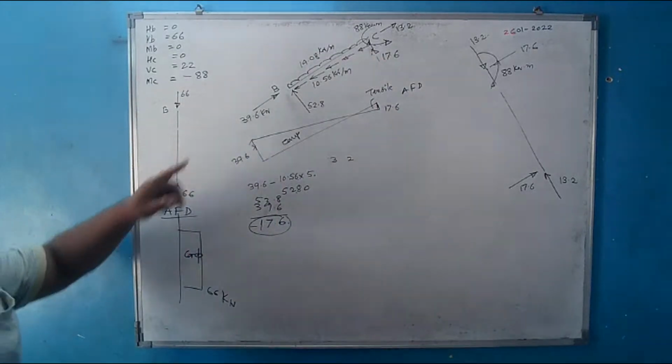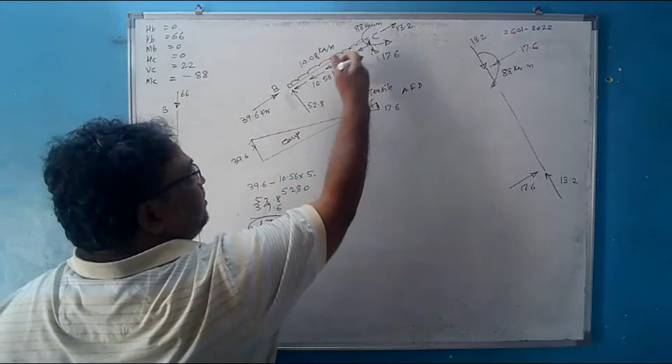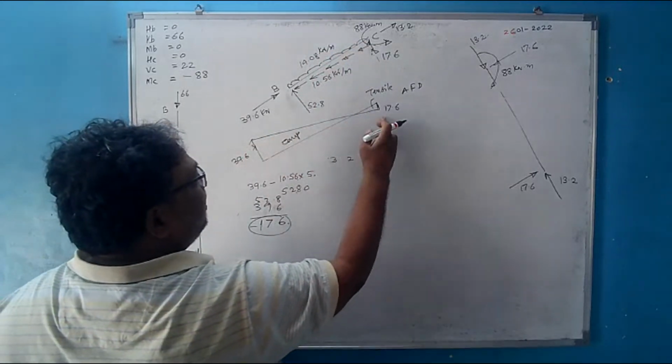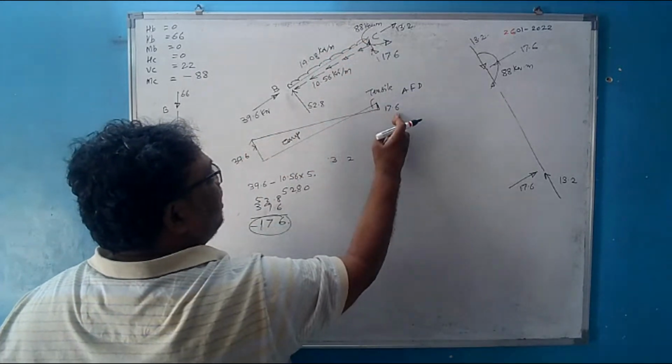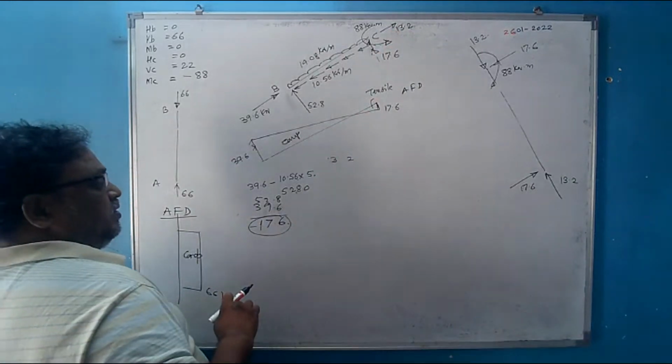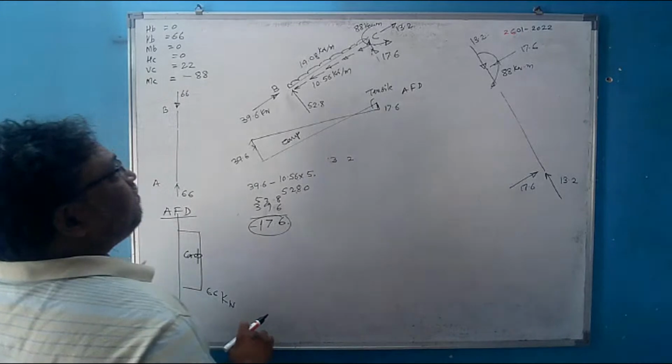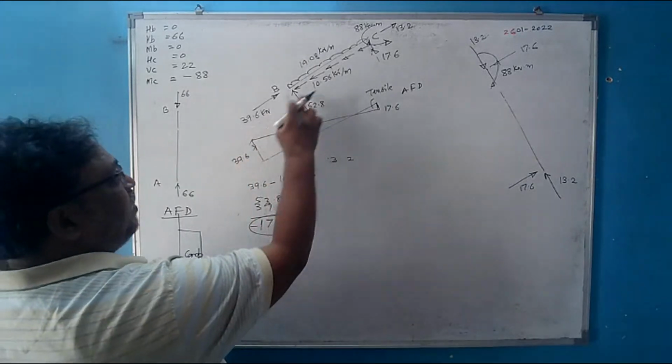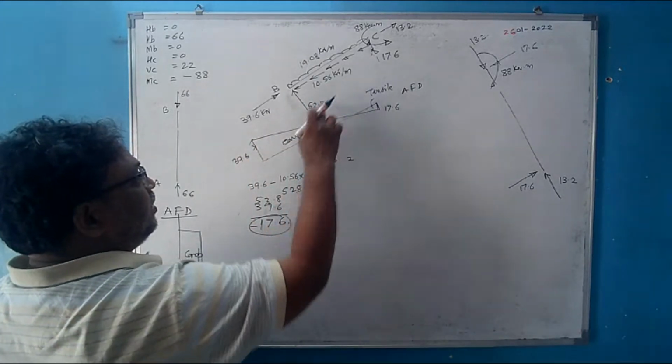यहाँ पर compressive है, ये अपोजिट डायरेक्शन में चल रहा है, सो मैंने माइनस माइनस माइनस माइनस किया up to here it is. So that comes to be minus 17.6, and how much will this be? That will be 39.6 minus 10.56 into 5.